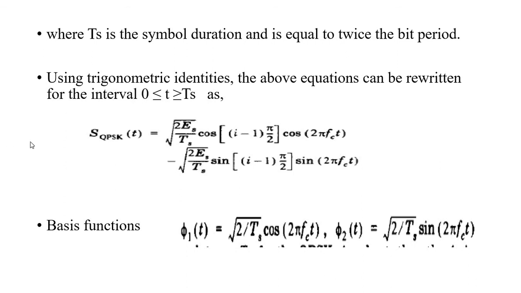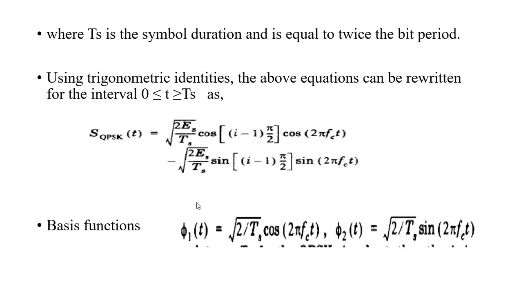The same thing, when we represent it in trigonometric form, we can write the expression as S suffix QPSK of t equal to root of 2Es by Ts cos of (i minus 1) pi by 2 into cos of 2 pi fct, minus root of 2Es by Ts into sin of (i minus 1) pi by 2 into sin of 2 pi fct. So we are representing the signal on two phase components, one with positive and one with negative.